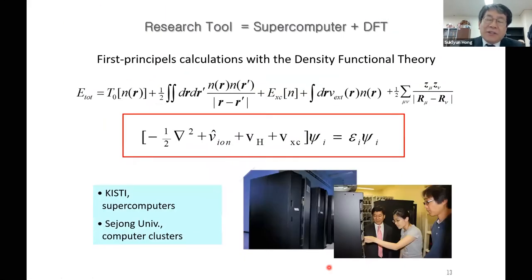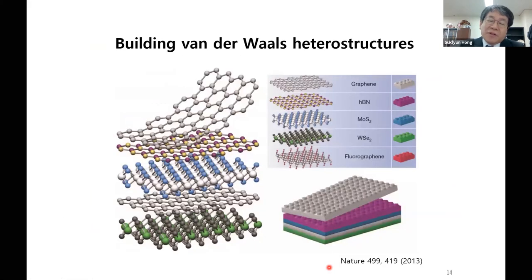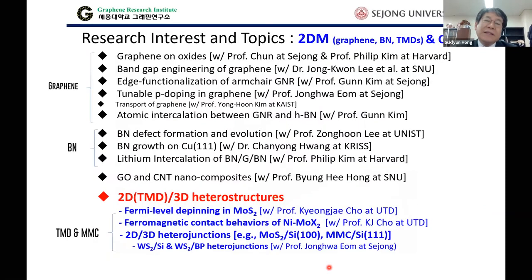And as I mentioned, I focus on some heterostructures based on density functional theory calculations. And here now you can see a Lego block formation to show the heterostructure using many kinds of two-dimensional materials. And this is my research topic and interest, including two-dimensional materials and even CNT materials. And this is a list of research related to each material.